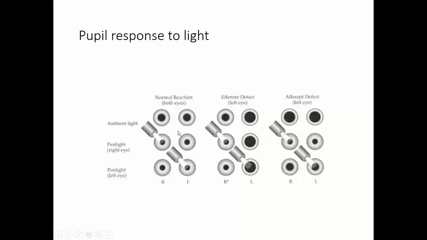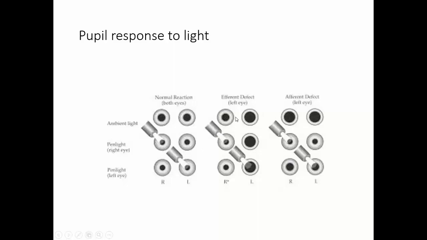So this is a normal reaction. In the ambient light, the patient's pupils are equal in size. But when you shine a light to the right eye, both pupils constrict equally. Again, the pupil size is equal, but there is a reaction to light. Here, in a normal person, when the light is shown to the left eye, a similar reaction happens. The amount of constriction is similar in both instances. So we call this a normal, direct and consensual light reaction.